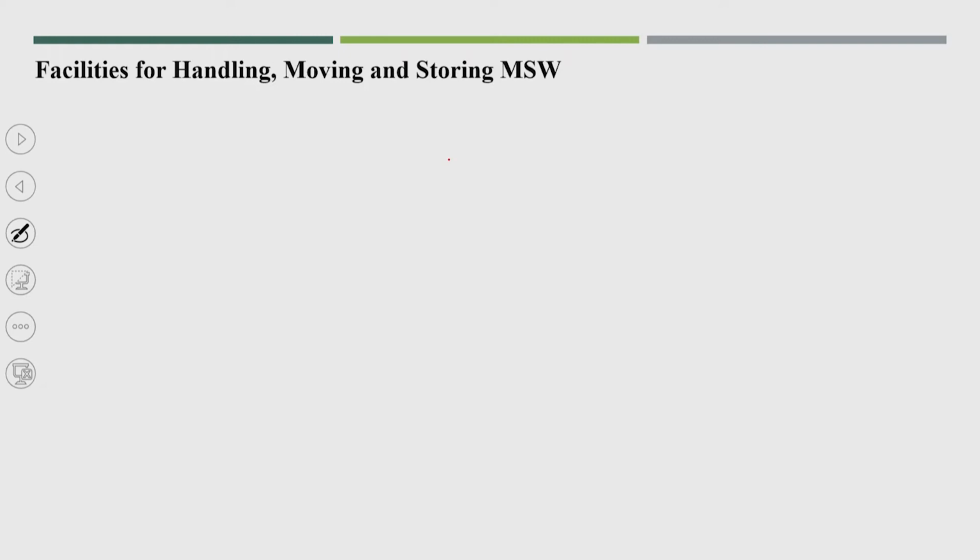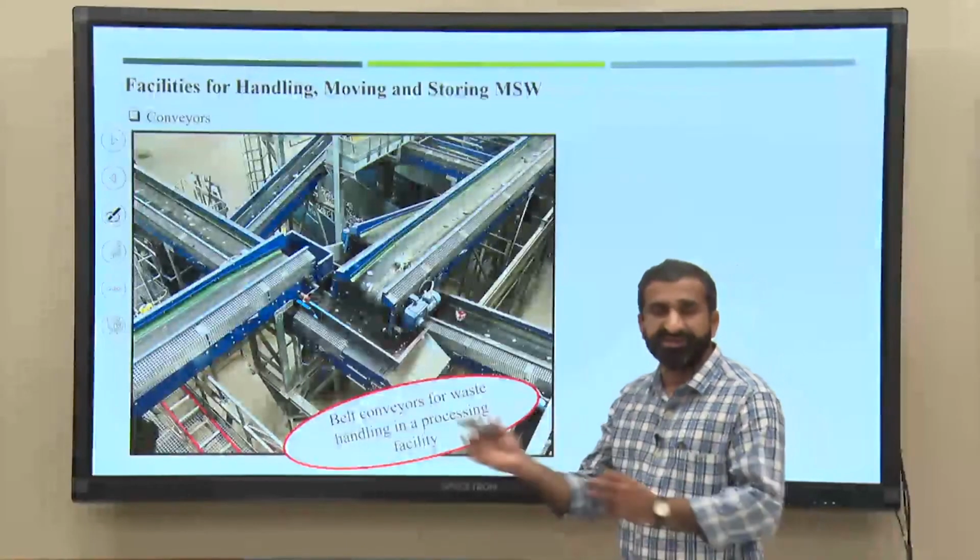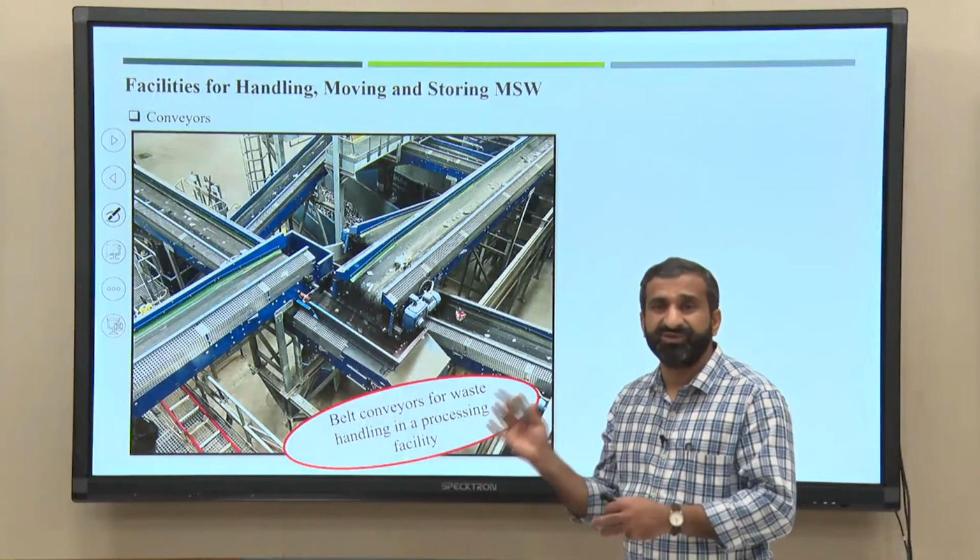Now, under this unit operation, different facilities will be required for waste handling, moving and storage of mixed dry waste. So, different kinds of conveyor belts will be required. These conveyor belts are used to transport the waste from one location to another inside the unit operation facilities. This is very important, because manual segregation and transportation is very difficult.